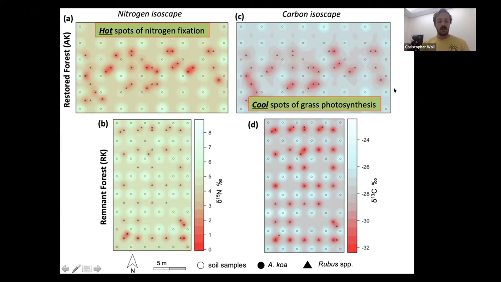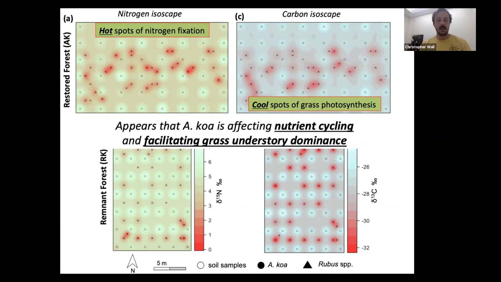I don't know, we'll see. But it's very interesting to think about how restoration has affected these above and below ground services and what the impact of restoration land use history is, really half a decade on. And so ultimately, the takeaway from this one slide is just that we think that acacia COA is affecting the nutrient cycling because it's in such high densities, and ultimately it's facilitating the grass understory to be dominant and maybe hurting the recruitment of native species.